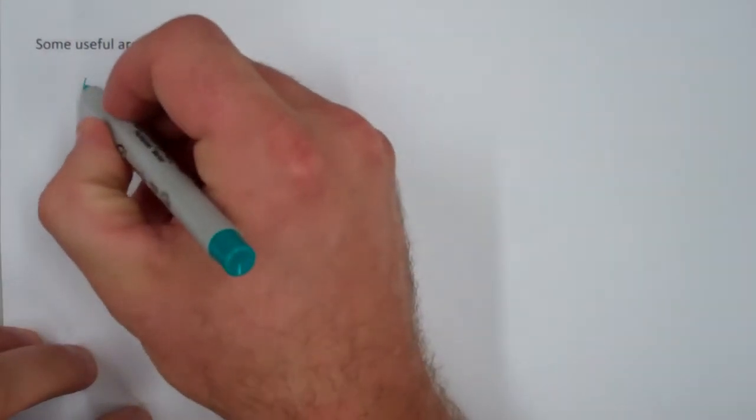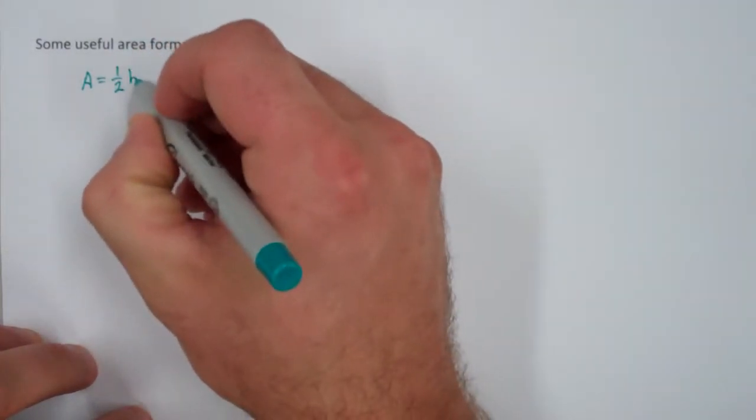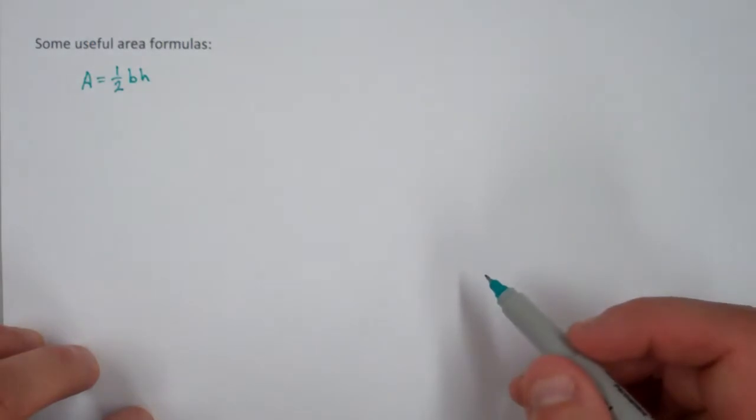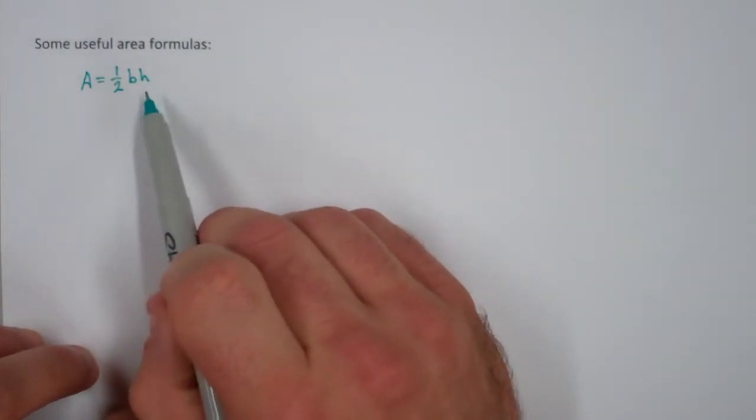In this concept video, we're going to be discussing some useful area formulas. Now, the formula that you know for triangles might be this one. The area is equal to 1/2 of the base times the height. That's great to know if you know the base and the height.